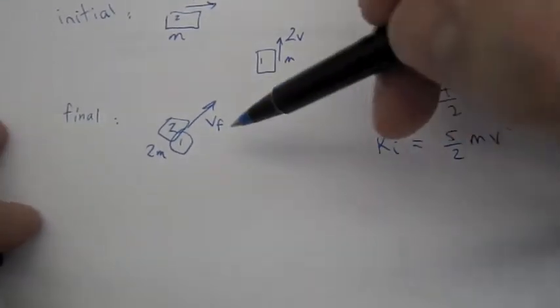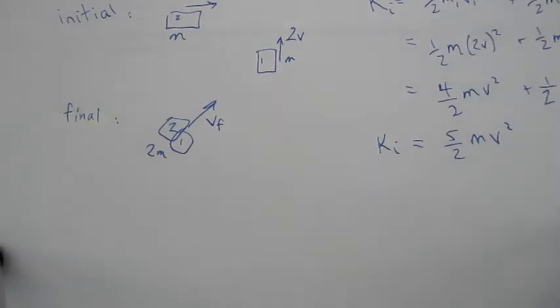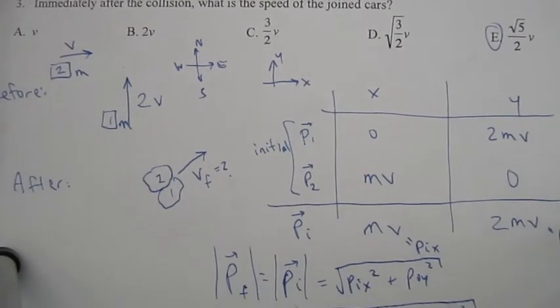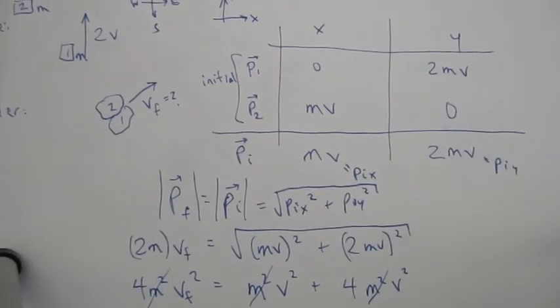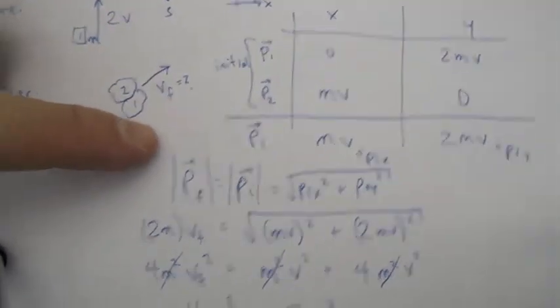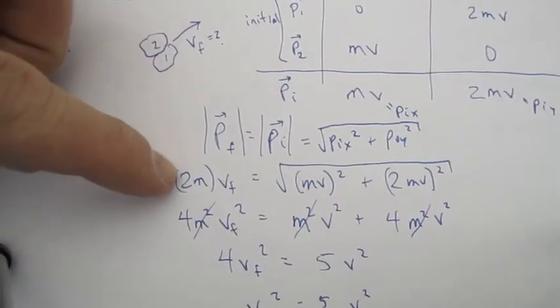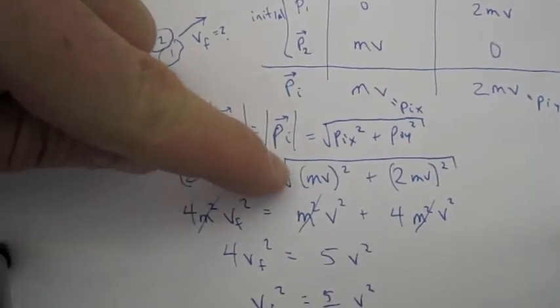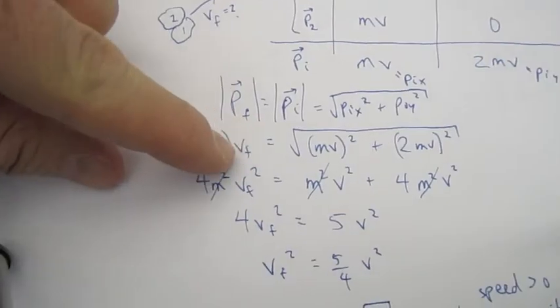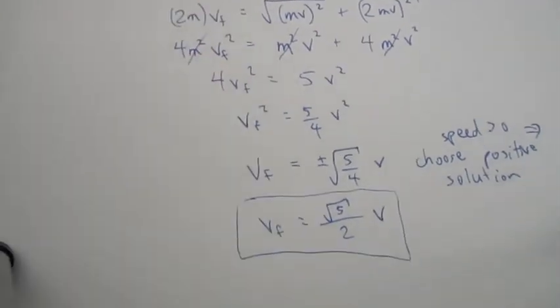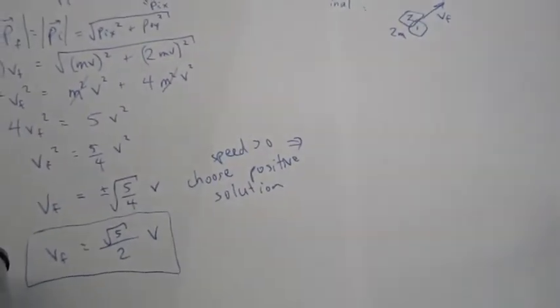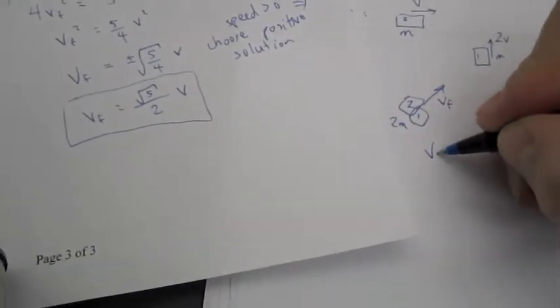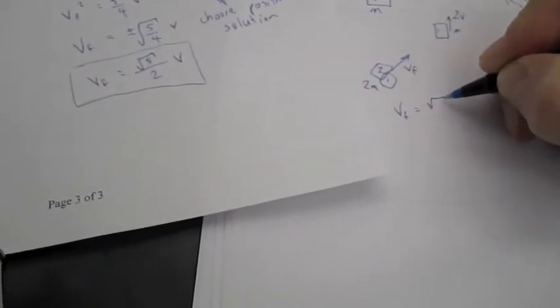Finally, we need to find what the final velocity is, and there was an earlier question in which I conserved momentum and solved for the final velocity. So you had to conserve the x momentum and the y momentum. Use Pythagoras to find the final momentum: 2m times v final is equal to the magnitude of the initial momentum. Solve it all down, and we ended up with v final equal to square root 5 divided by 2 times v.